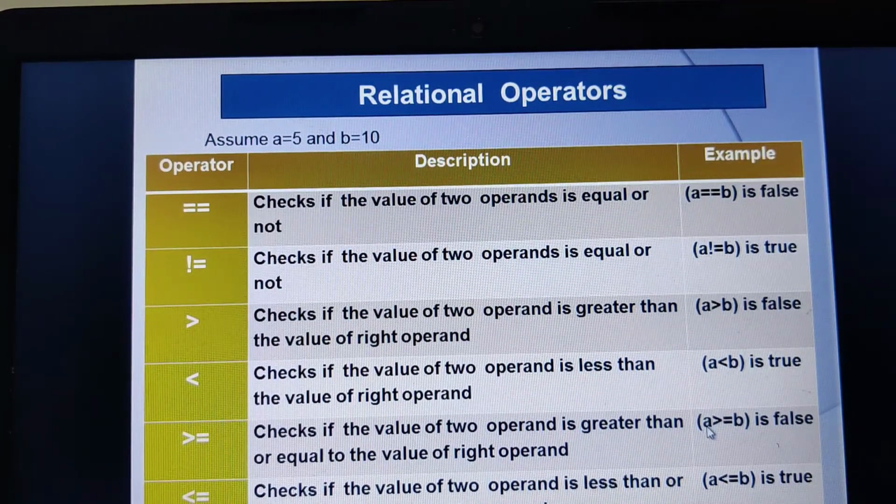Here it is checking whether 5 is greater than or equal to 10. That is, the condition is false. Similarly, we have less than or equal to, which checks if the value of the left operand is less than or equal to the right operand. Always we are comparing the left operand with the right operand.